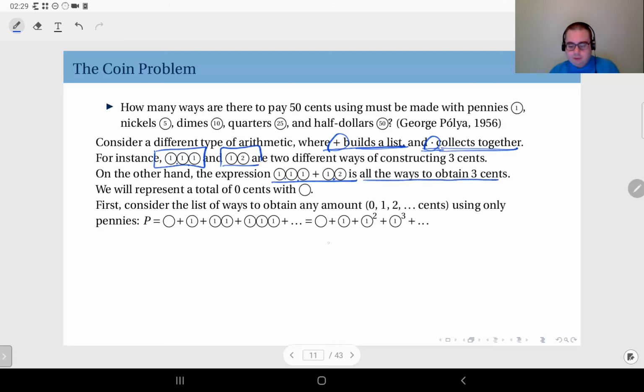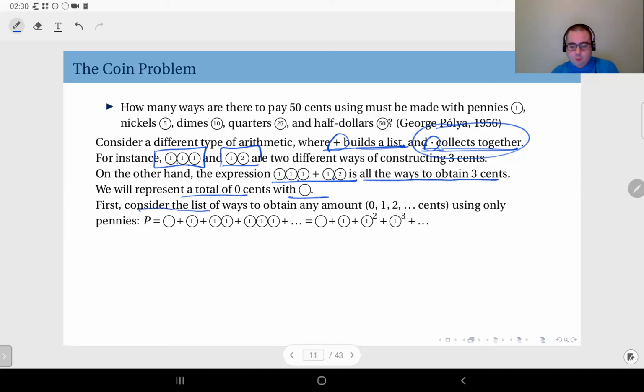Okay, so obviously this and this are the same. In some problems the multiplication that we define in this way may not be commutative, but in this case it is, because we are just looking at the total. And this makes 3 cents, this makes also 3 cents, so they are the same because they consist of the same denominations. And we will also represent a total of 0 cents with this empty coin, let's say.